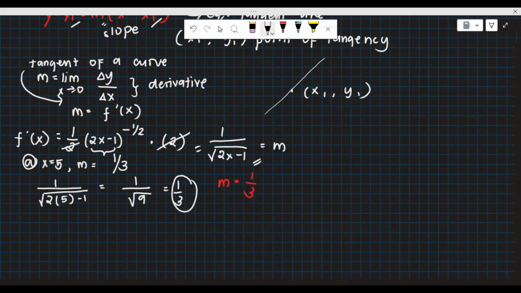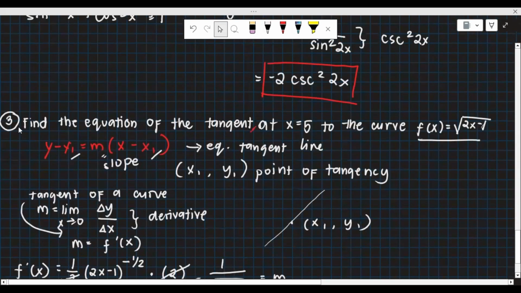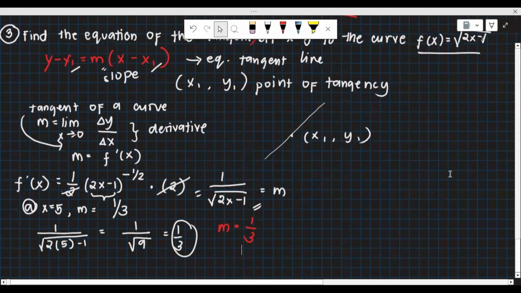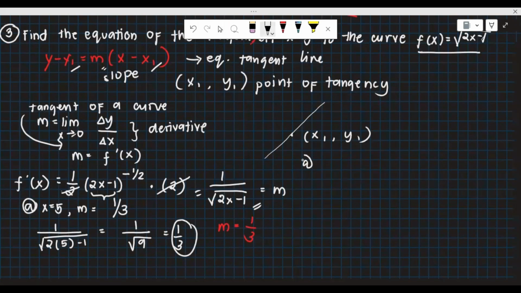1/3. So, next, ang kulang na lang natin in this function, again, we have yung m na. Ngayon, kulang na lang tayo ng x sub 1 and y sub 1. However, if you remember, given na dito sa problem, actually, yung x sub 1 natin. Sinabi na yung point of tangency would be at x is equal to 5. So, if x is equal to 5, what will be your y? All you have to do is, again, substitute this, x is equal to 5, to your f of x. So, yun yung magiging y sub 1 natin.